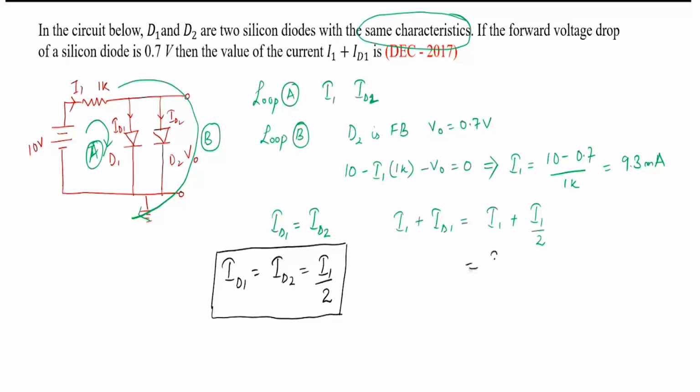So from this equation, can I write 3 by 2 I1? Yes, sir. So the answer is 3 by 2 into 9.3 milliampere. It's okay now? Yes, sir. Okay. Any doubt till now? Okay. Shall we move on to the next topic?